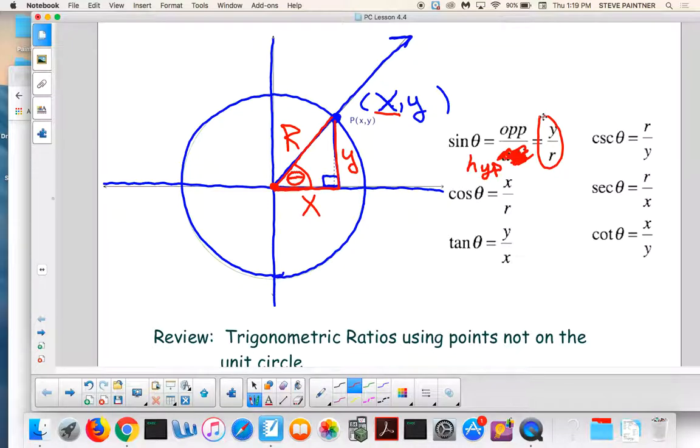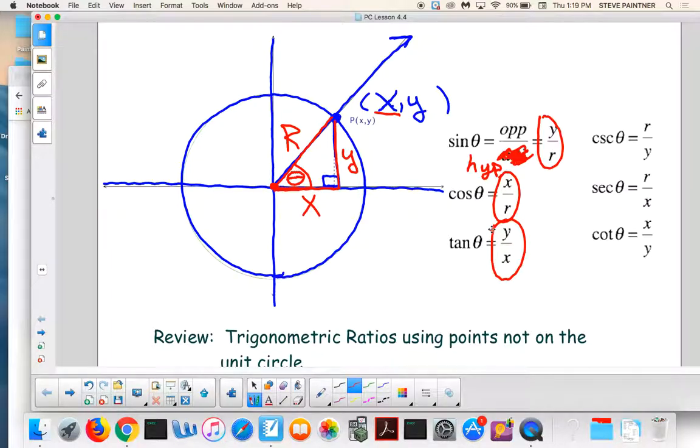What's cosine going to be? X over r. What's tangent? Y over x. This is how you have to start thinking. I mean, you can always say opposite over adjacent and opposite over hypotenuse, but think of this triangle right here, x, y, r. The reason I say that is because this is brought up in many chapters, and if you keep saying opposite over adjacent, you're not making that connection.